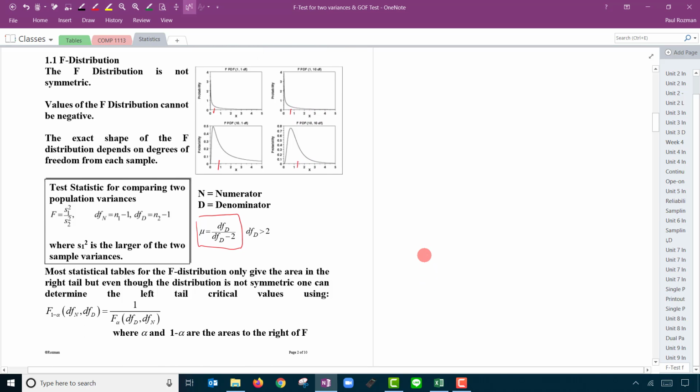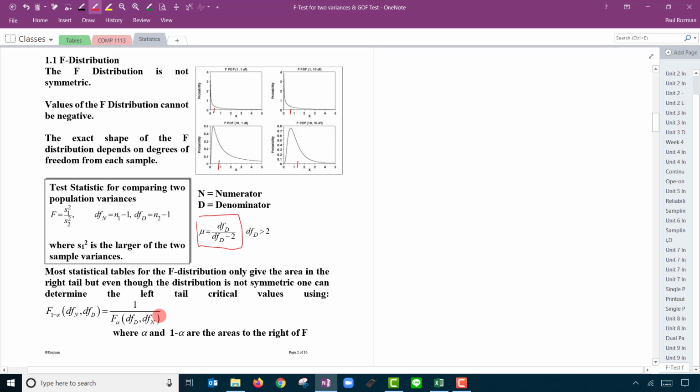So you can see this distribution is unique from previous ones that we've had in that it isn't symmetric. So if I give you the right-tailed table, it doesn't necessarily help you find the area in the left tail. There is a way to do it using a bit of a transformation here. You can get the left-tailed value from the right by doing, it's just the inverse of it. So 1 over the F value in the right side is equal to the F value in the left.